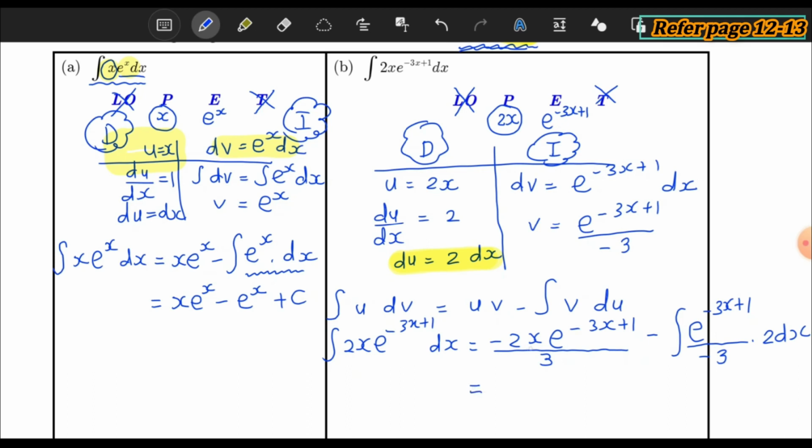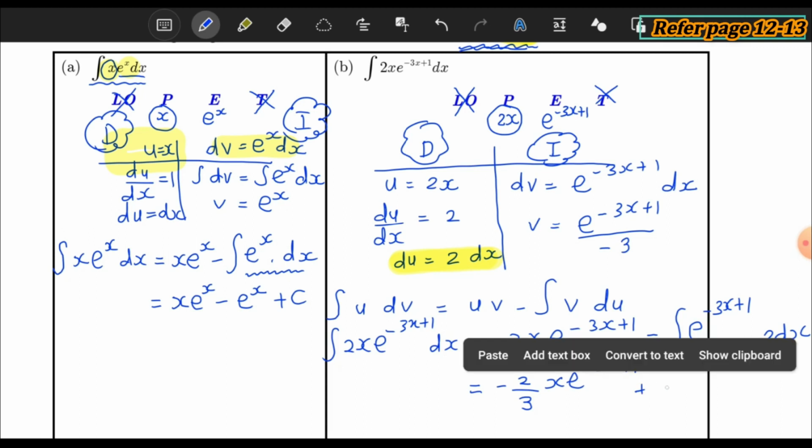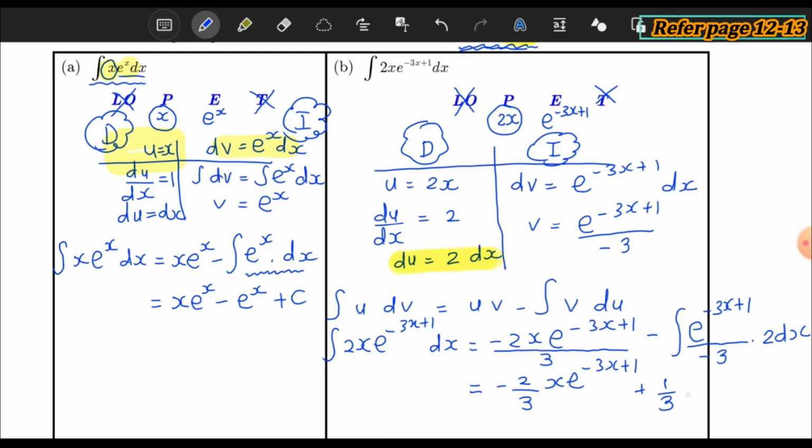Then we need to simplify first. We have negative 2 over 3x exponent negative 3x plus 1, then plus 1 over 3, the constant. Sorry, we have 2 here, so we need to write 2 over 3 as the constant.